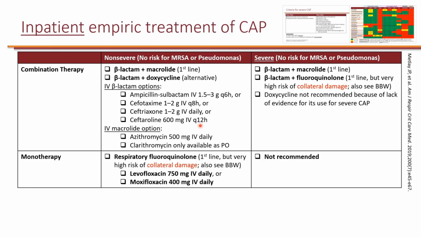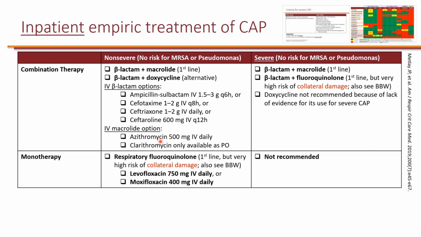Now you will see that ceftaroline is listed here, and ceftaroline is actually a beta-lactam that's active against MRSA. However, the guidelines don't recommend using ceftaroline for MRSA coverage specifically because of the lack of clinical trials in MRSA pneumonia. So there hasn't been proven efficacy of ceftaroline for MRSA pneumonia yet. The only use of ceftaroline so far in the guideline is the same as ceftriaxone, to cover Streptococcus pneumoniae and some of those common organisms that cause pneumonia, but not MRSA.